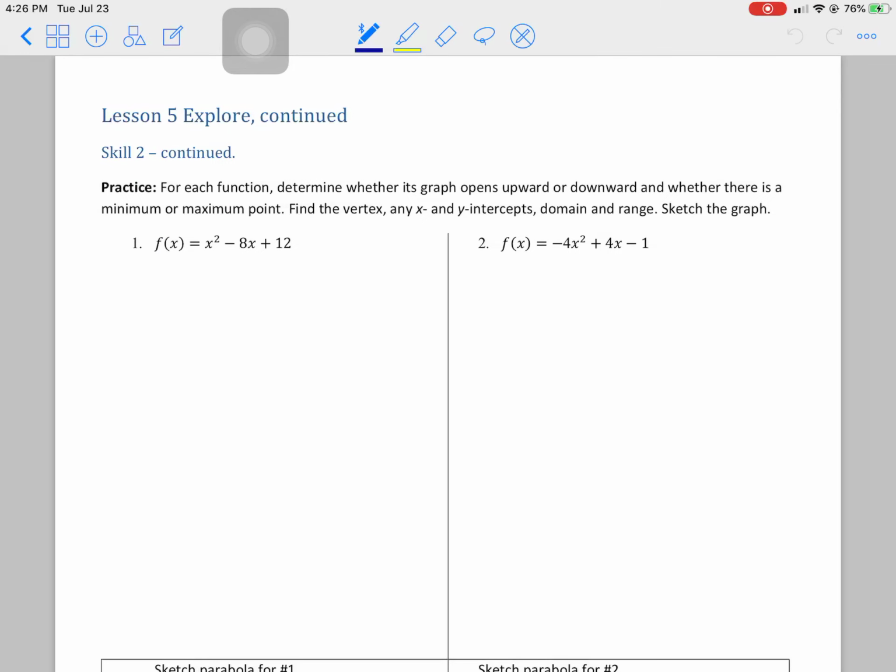On the next page, there's a bunch of blank space for you to do this all for these problems here. Okay. So I need to do another video for that.